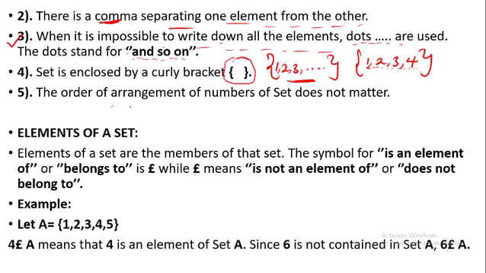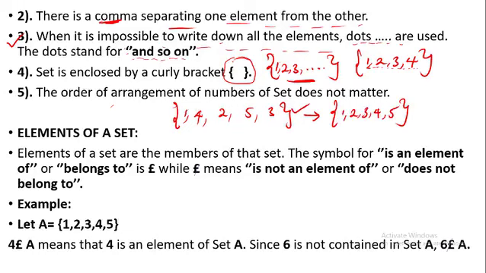Then the order of arrangement of members of a set does not really matter. You can have a set of 1, 4, 2, 5, 3, but normally if you want to arrange it orderly, it should be 1, 2, 3, 4, and 5. But even if it is arranged in this manner, it doesn't matter. That's why they said the order of arrangement of members of a set does not matter.